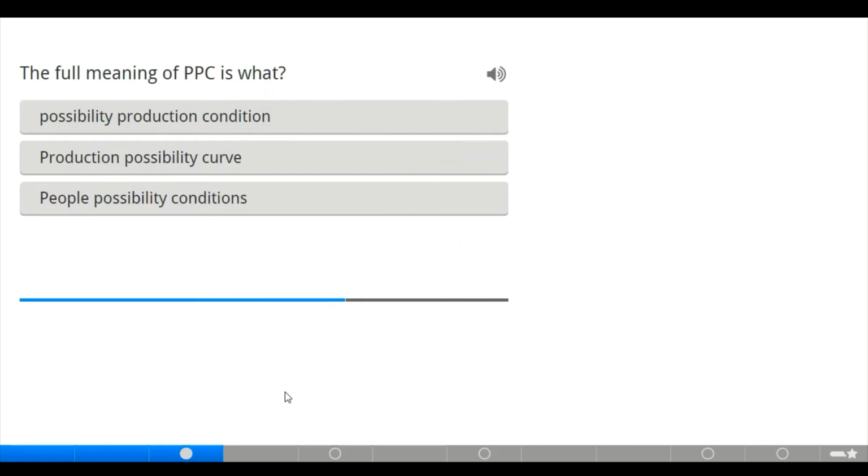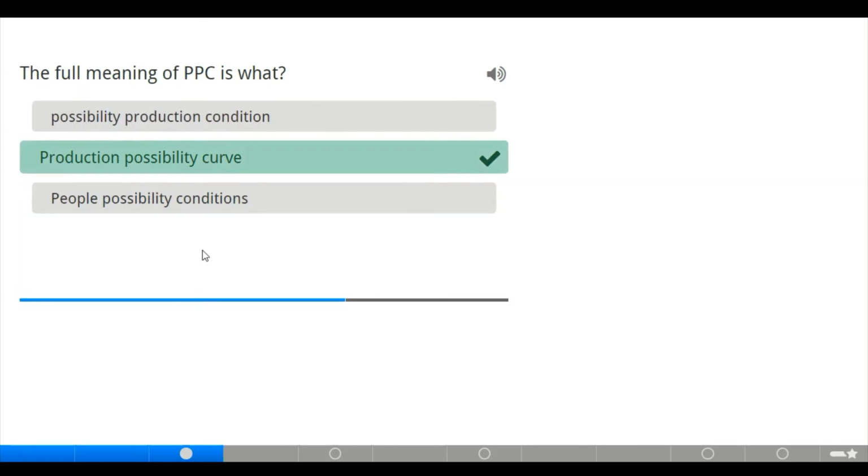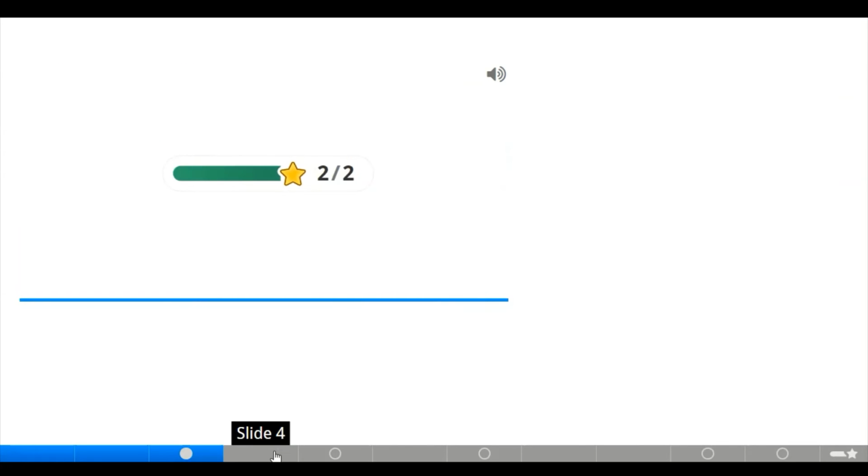Moving to the next activity, the full meaning of PPC is what? Production possibility condition, is that so? No. Production possibility curve, let's check the other one. We have people possibility condition. No. The answer should be production possibility curve. Moving to the next slide.